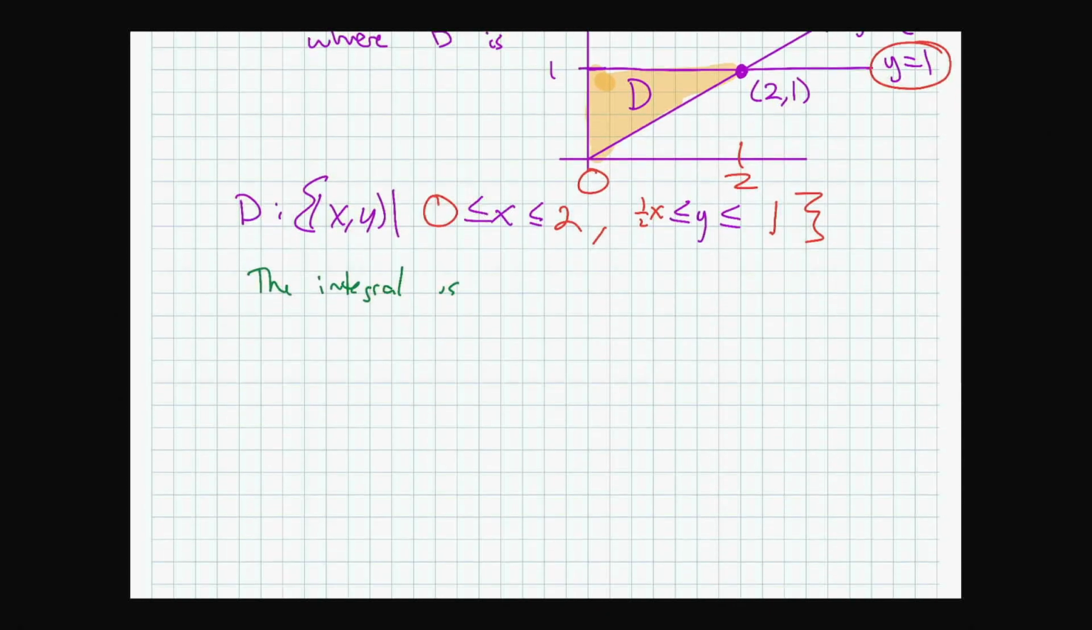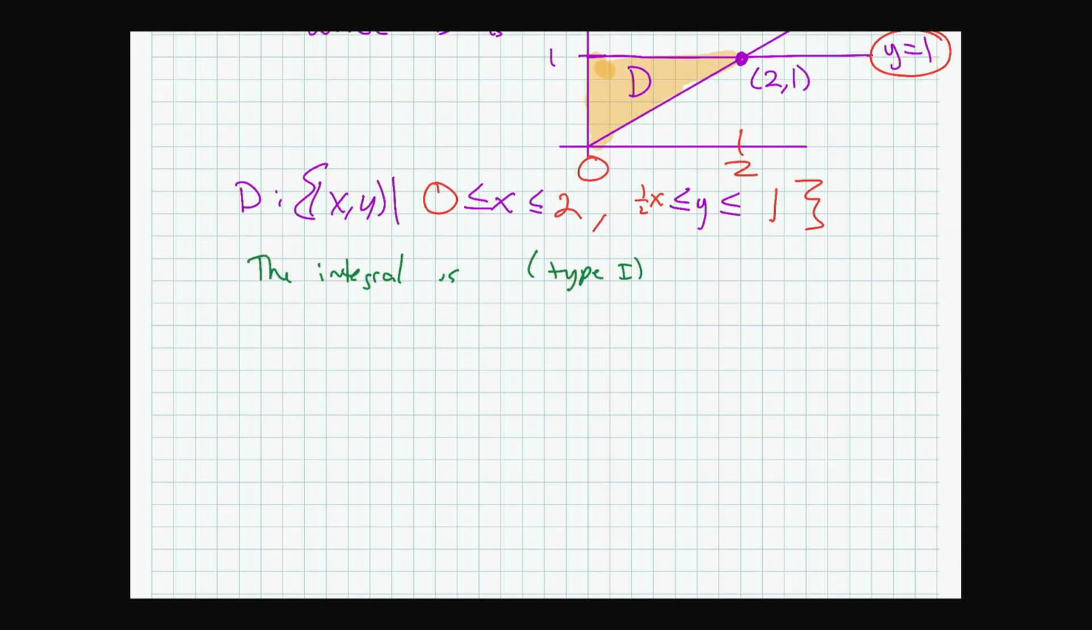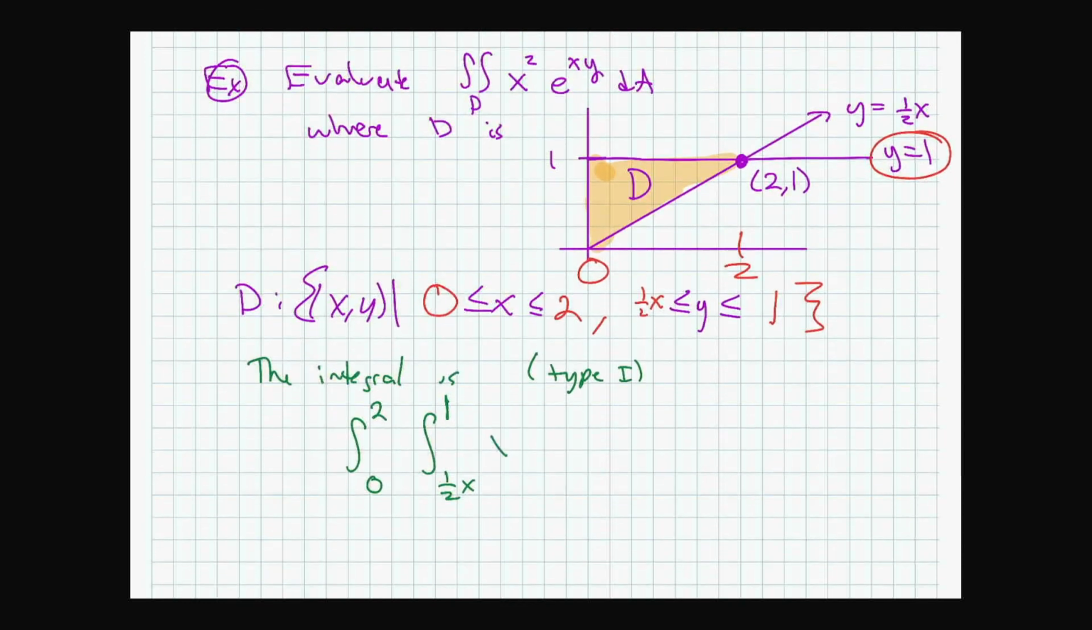is, well, and I'll also just say it's type 1 because I don't think I wrote that anywhere. So it's a integral. So the x is going to go between 0 and 2. The y is going to go between 1/2 x and 1. And then your function was whatever they said it was, x squared e to the xy.